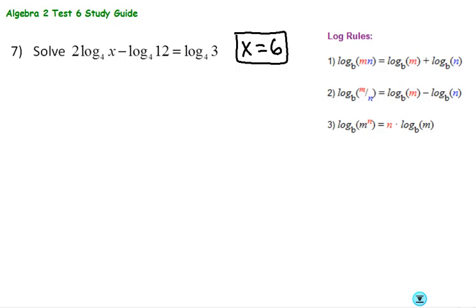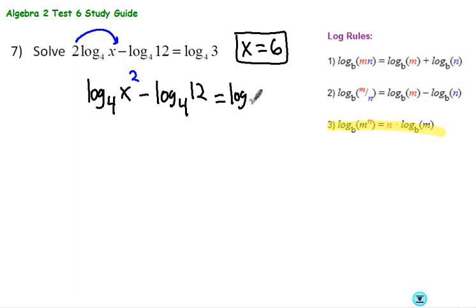So again, the first thing that I'm going to do here is use this third log property that says that if you have something out in front of the log and you want to put it back inside the log, because we're just trying to clean things up here, then you can do that. So I would rewrite it as log base 4 of x squared minus log base 4 of 12 equals log base 4 of 3.